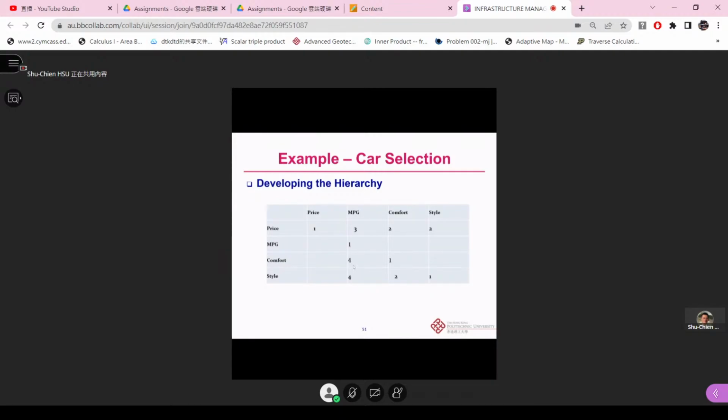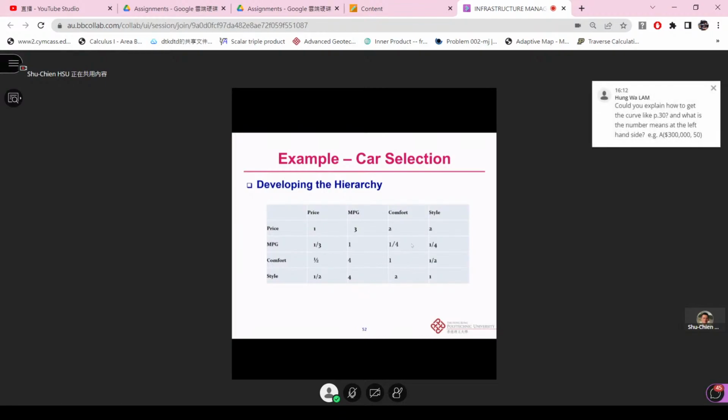So far so good? Did you get it? So we put all the numbers into the first hierarchy, and then we do the reciprocal. Price versus MPG, then this column will be MPG versus price, so we reverse the number: 3 becomes 1/3 here. So 1/3, 1/4, and 1/4, for comfort and style, and that's how we get all the numbers here.